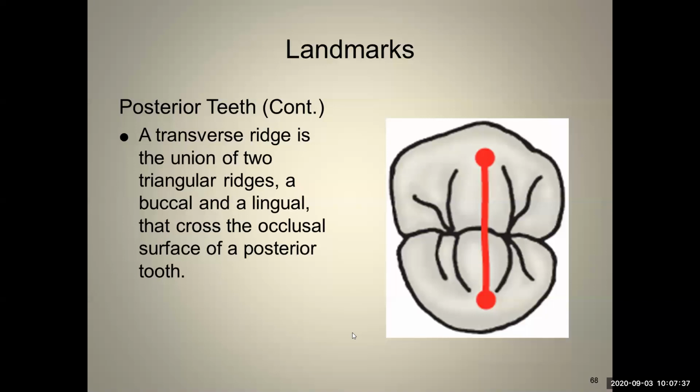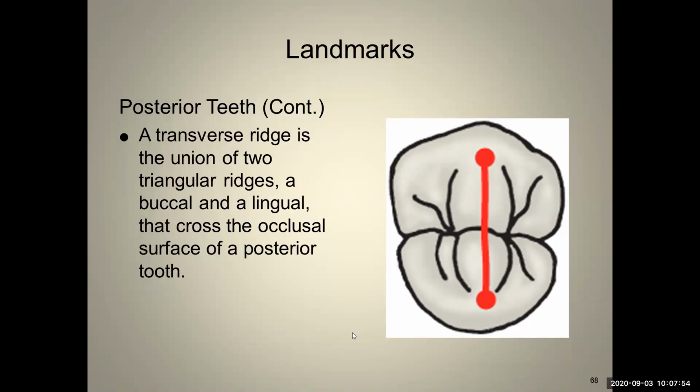Makes you want to cry, doesn't it? We are going to be going into this with each class type of tooth, so it will be repeated and repeated and repeated until you get it.